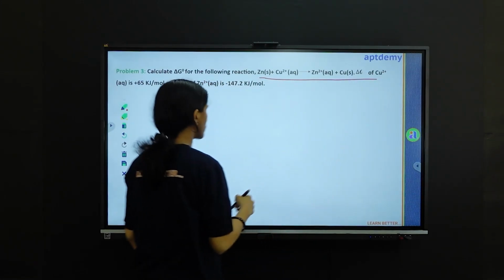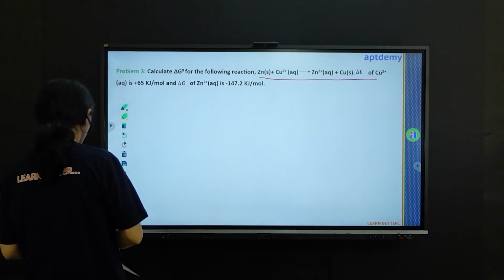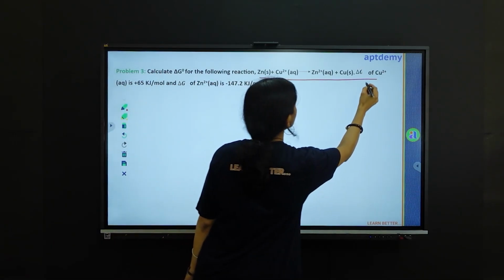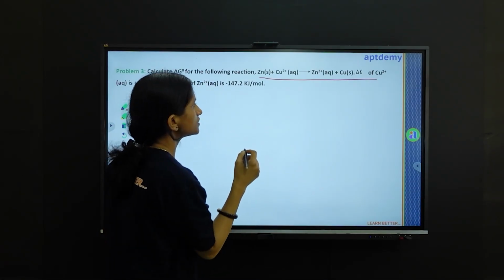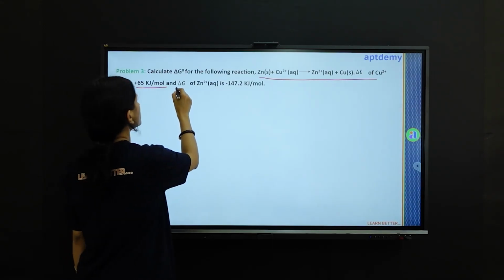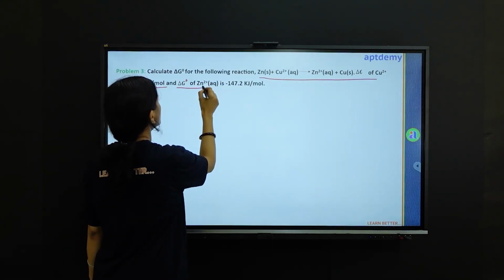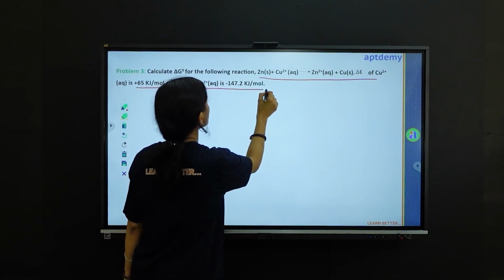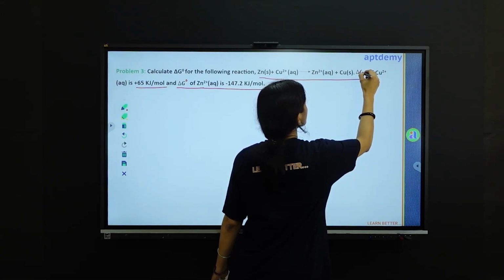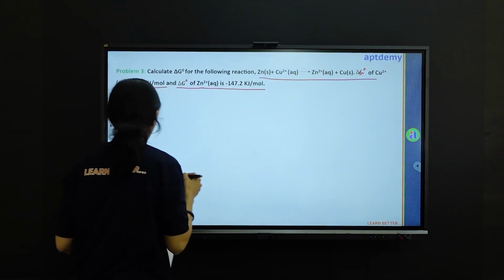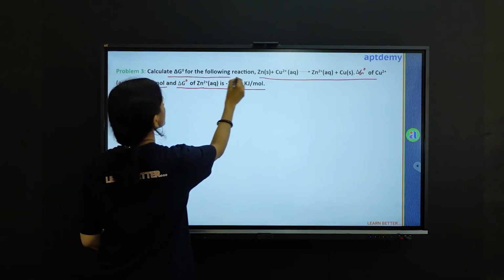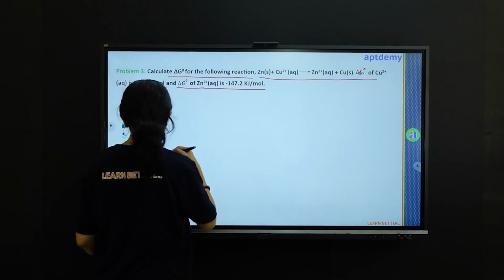You can say, right? And some other information is also given: delta G0 of Cu2+ aqueous is 65 kJ per mole and delta G0 of Zn2+ aqueous is minus 147.2 kJ per mole. So we have to calculate the delta G0 for the following given reaction, right?